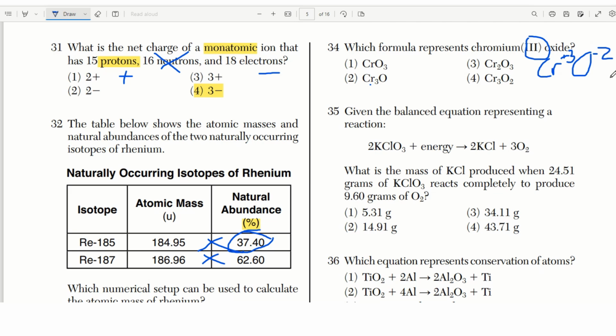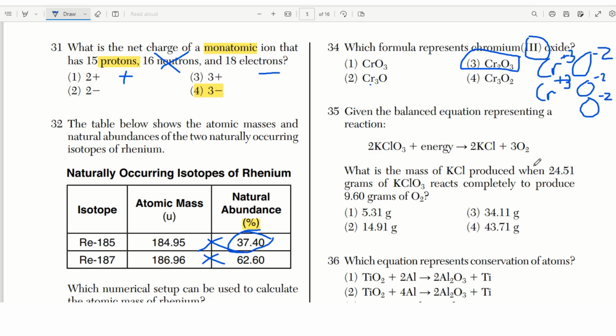Well, in order to form a compound, I have to have charges that end up equaling 0. So if I add +3 and -2, I do not get 0. So this is incorrect as it is. So add another chromium, right? So that will give me a +3 and a +3, which is a +6. And then I would have to add 2 more oxygens, right? Because -2, -2, and -2 does give me -6. So how many chromiums did I need? 2. And how many oxygens? 3.